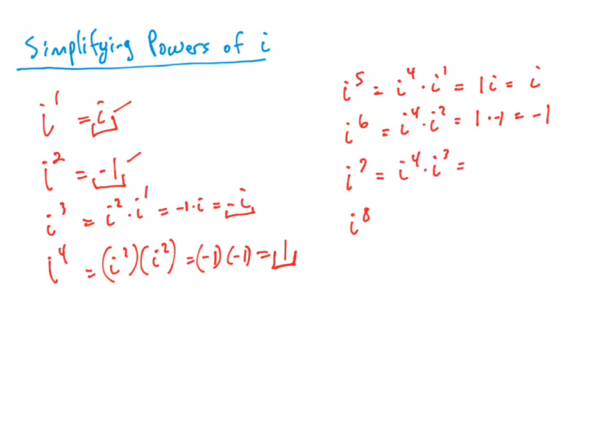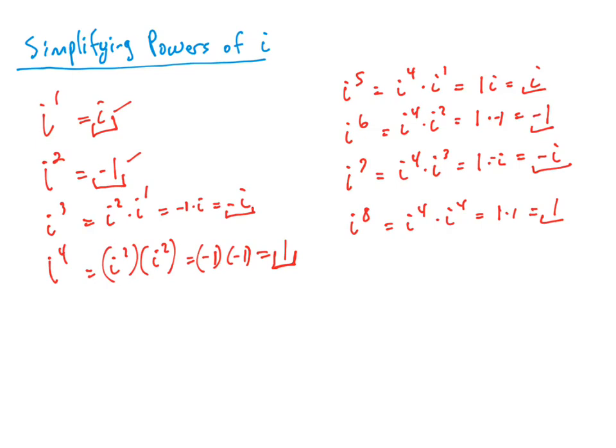Alright, i to the seventh, we could write that as i to the fourth times i cubed. i to the fourth is 1, and i cubed is negative i. So this is negative i. And then i to the eighth we can write as i to the fourth times i to the fourth, which is 1 times 1, which is 1. Alright, so all of this to say, we end up with the exact same pattern. What's happening is every time we get to a multiple of 4, this pattern repeats itself: i, negative 1, negative i, 1.